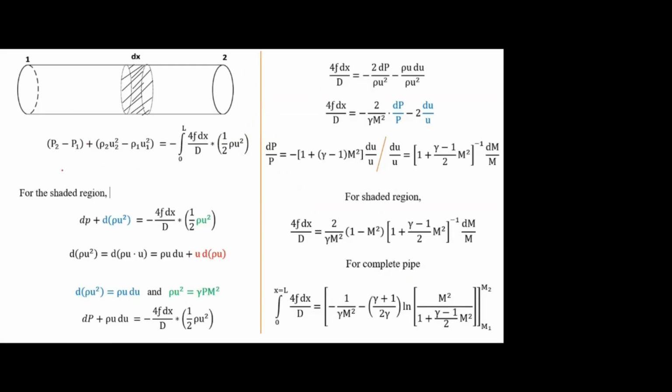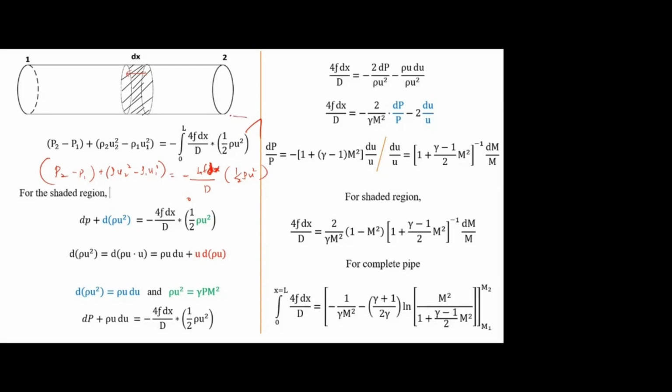Previously I got P2 minus P1 plus rho 2 U2 squared minus rho 1 U1 squared minus 4f of L by D of rho U squared. This is what you derived in the last slide. Now if you apply this equation to the small shaded region dx, instead of this L I should substitute dx, right? Because I am taking only the small distance dx. Then if I integrate it from 0 to L, I can get it for the complete duct. That's what they have mentioned in this equation.